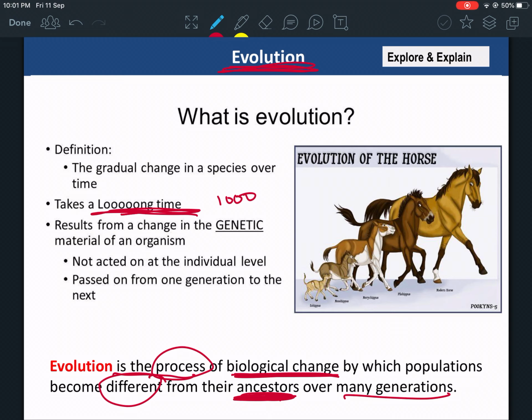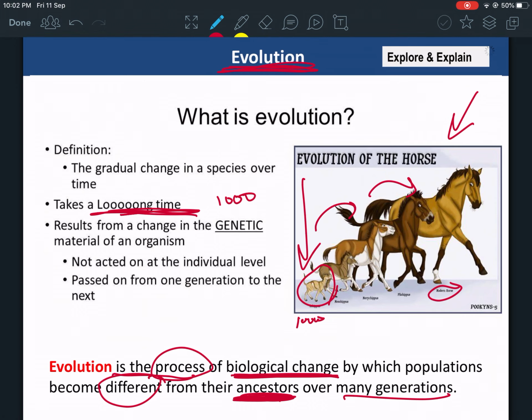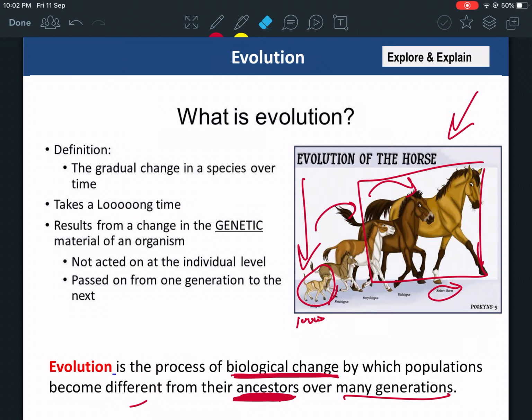Species change. For example, look at this picture. This is how the horse looked at the beginning, thousands of years ago, maybe millions. I'm not actually sure about the number, but the species of horse used to look like this, and with time the horse has evolved. This is the modern horse. It's a lot bigger, taller, longer. It has changed and it has evolved over time.